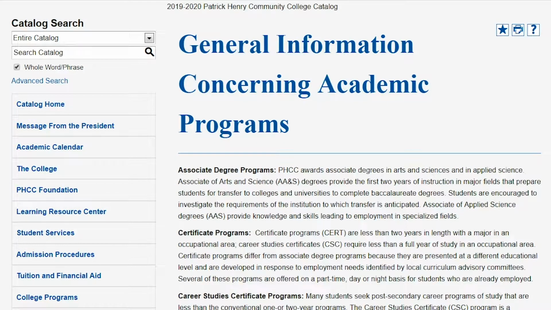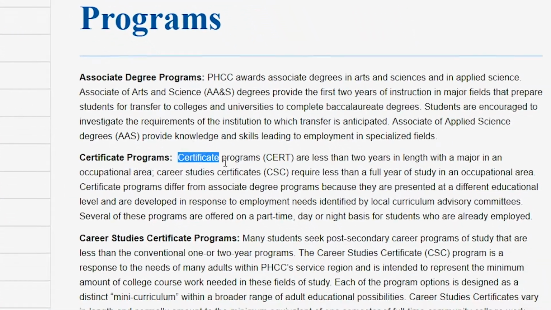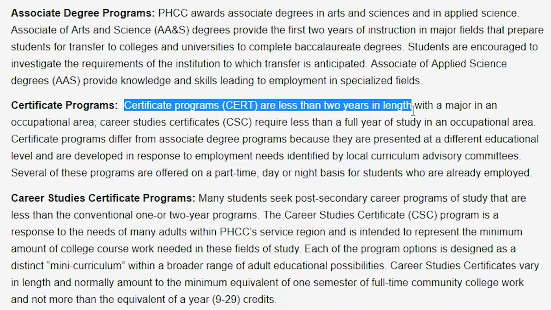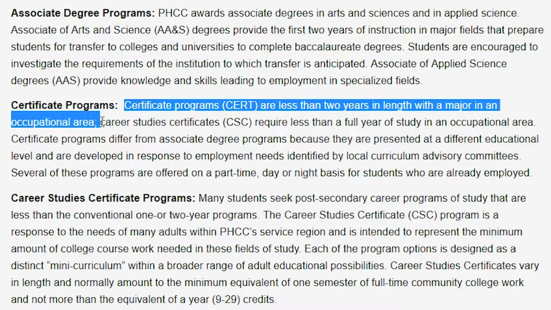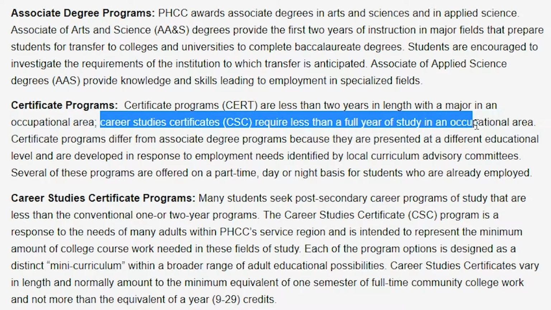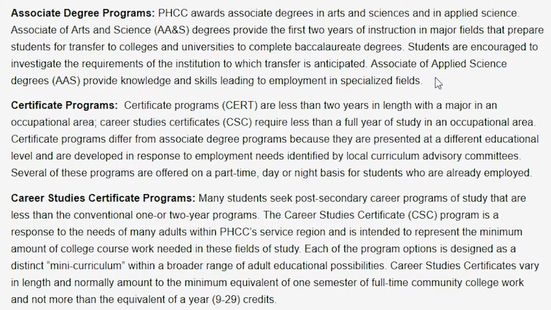Patrick Henry Community College offers a wide variety of programs. These programs can range from certificate programs all the way up to 2-year associate degree programs. At the certificate level, you have two different options. A certificate program is typically less than 2 years in length with a major in an occupational area, whereas the career study certificates require less than a full year of study in an occupational area. Taking a look at the associate degree program description, you can see we also offer two separate 2-year degrees.